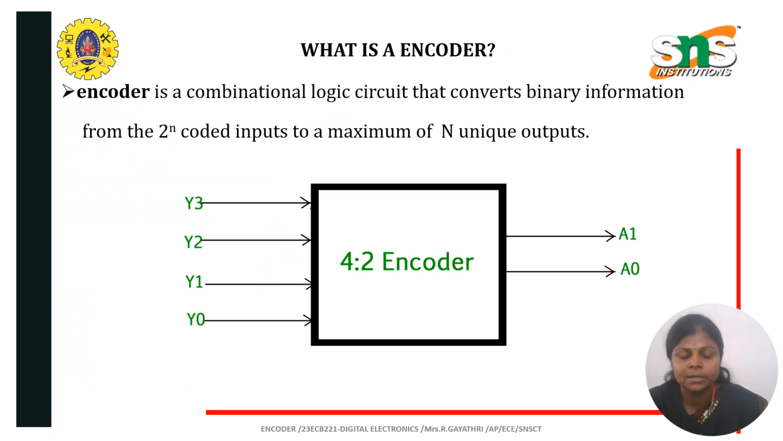Coming to the introduction part of encoder, the encoder comes under combinational logic circuits. A combinational logic circuit is memoryless, and it produces the output with the help of only the input, and does not depend upon any feedback network. The encoder converts binary information from 2 power n coded inputs into a maximum of n outputs, where the input coded signals and output coded signals are different in the encoded version.